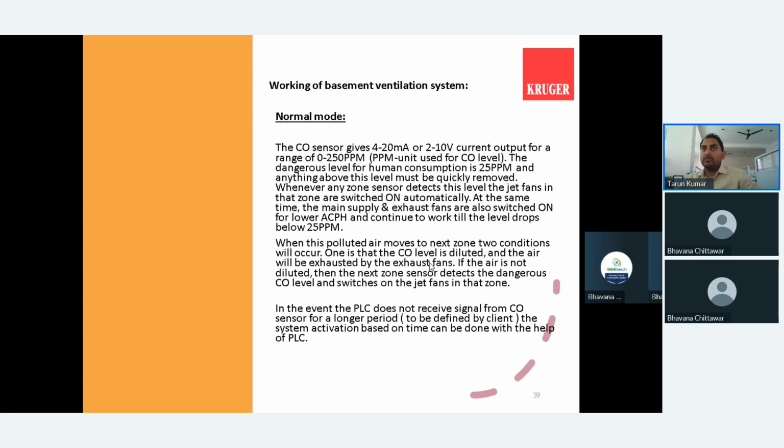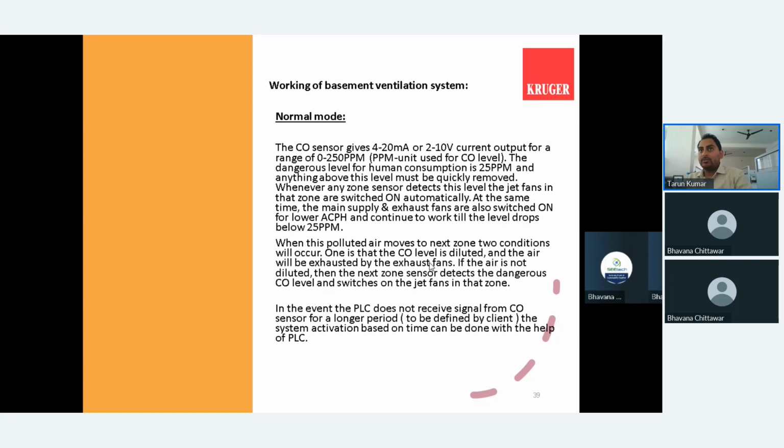It will give the signal to the panel, and on that basis the panel will start running the fan at low speed and high speed, because a jet fan always comes with two speeds: one is low speed and the other is high speed. So whenever your CO ppm level is below 25, nearby to 25 ppm, that fan will start running at low speed.